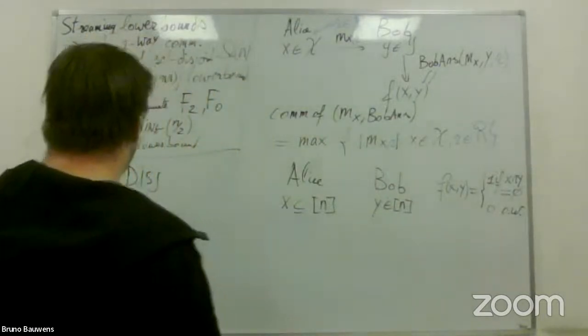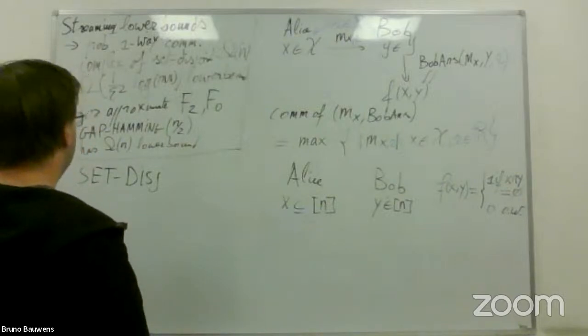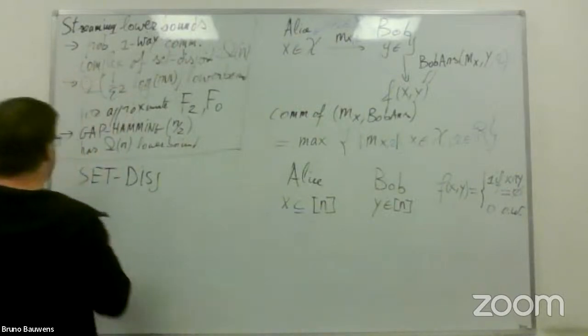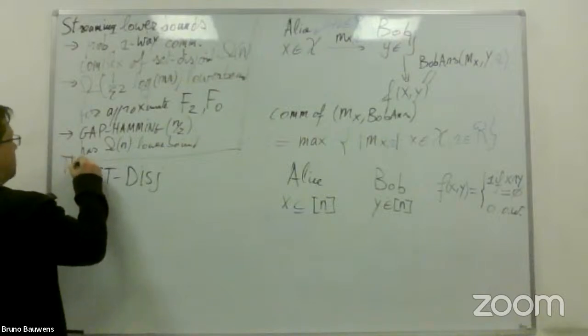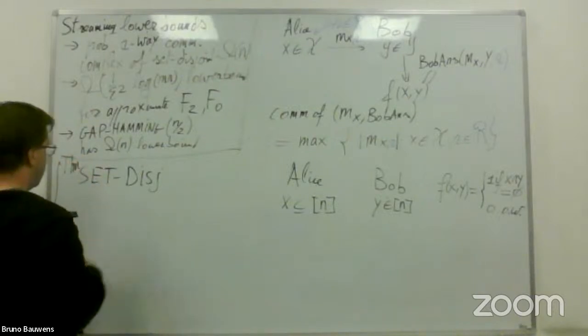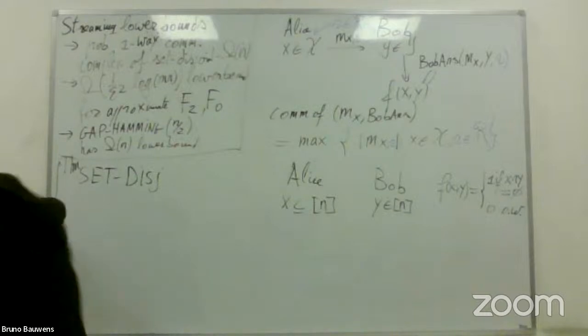Okay, so set disjointness is fine, it is clear now. And so let us write the theorem. Every algorithm for set disjointness.